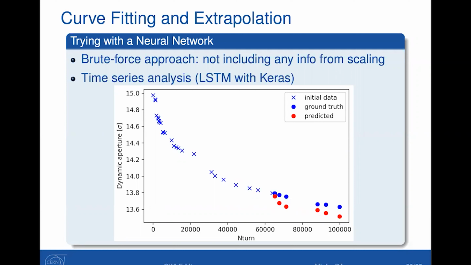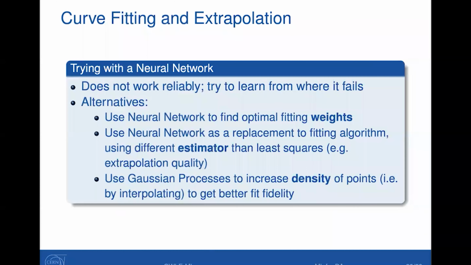Instead of trying to make something work which is not intended for this, we shifted our attention. There are several alternatives. The first one is, can we find optimal weights for the fitting? We have all the data. Can we find a better way to weight data points more than others for the fit? This works to some extent, but let's say it's not entirely smart. It just shifts toward the last points, because then, of course, the extrapolation gets better.